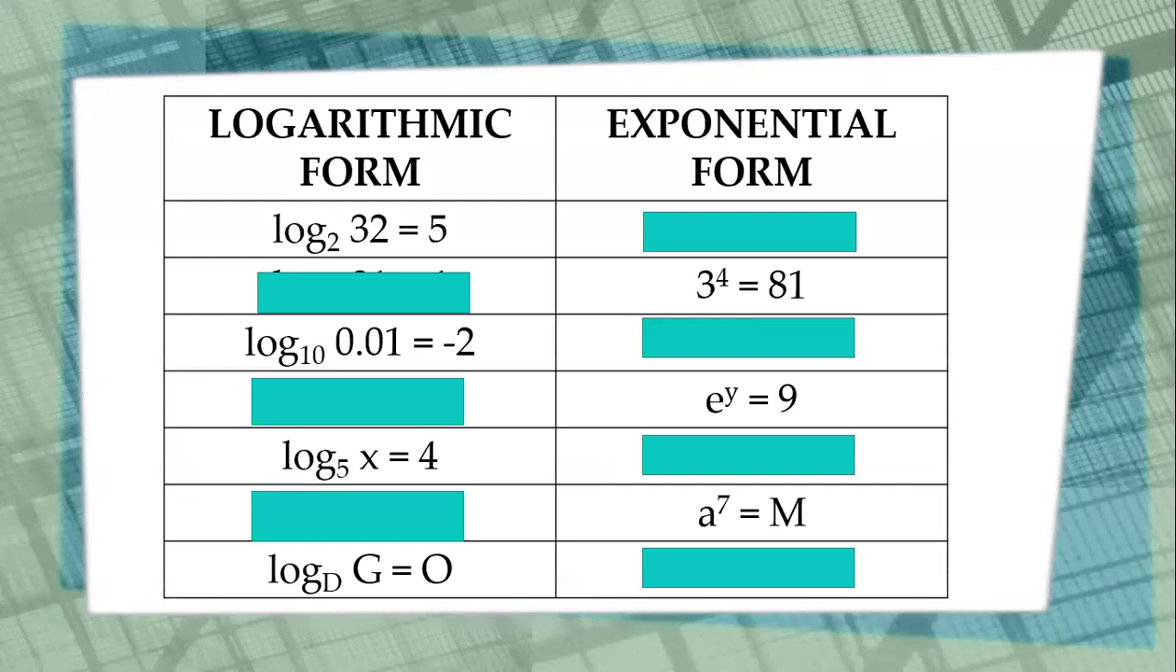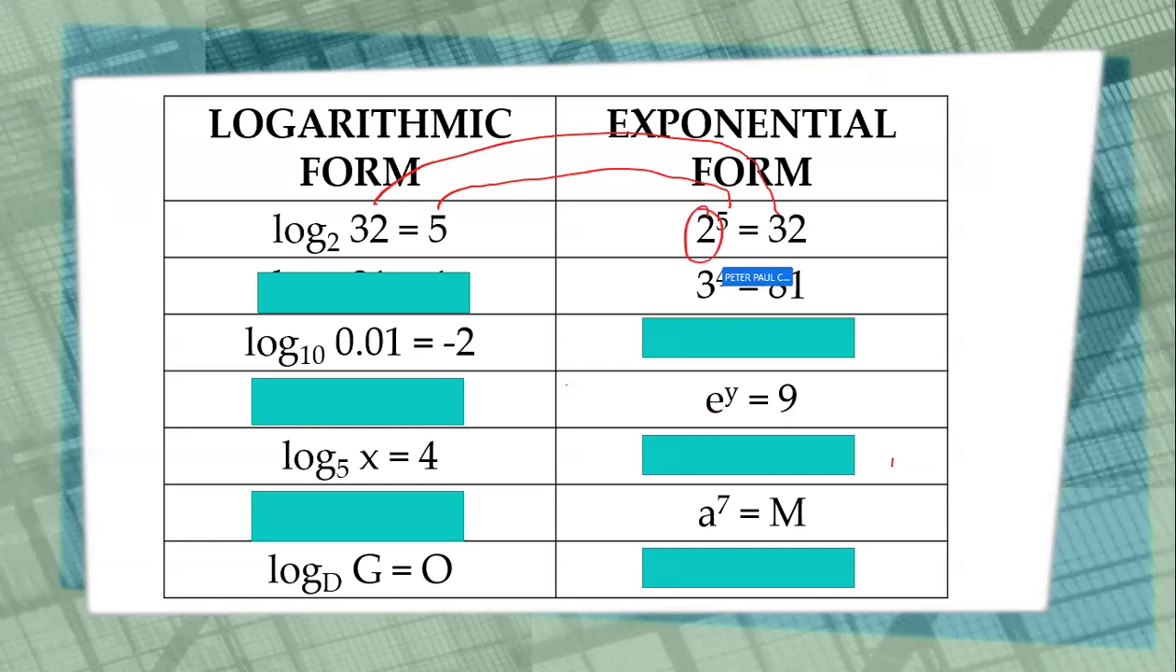So let's have these examples. The logarithm of 32 to the base 2 is equal to 5. When you transform it into its exponential form, it is 2 raised to 5 is equal to 32. So as I mentioned, the answer is the exponent, and 32 is the power, and then the base is 2. That's why you have to write it like that.